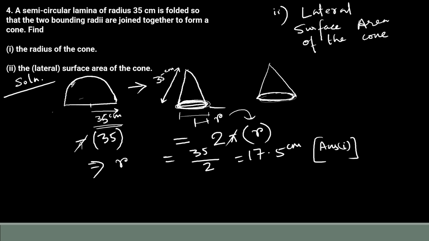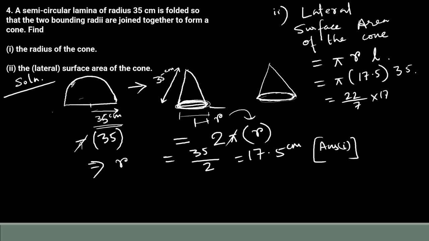So lateral surface area is the same as what we call curved surface area, right? So this will be pi r l. Now we know the r of the cone, and l we already found out should be the slant height of the cone. This radius of the semicircle should be the slant height of the cone, right? So r is 17.5, l is 35. So we know pi is 22 by 7 times 17.5 times 35.